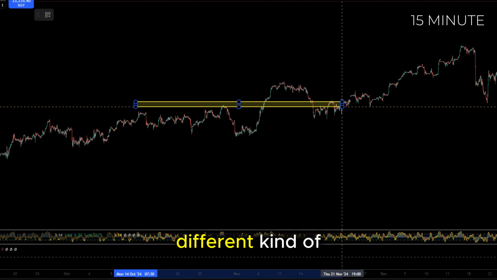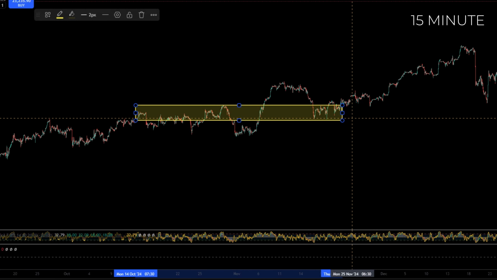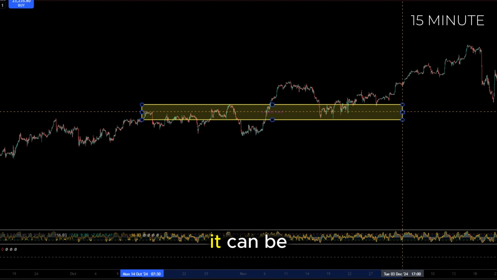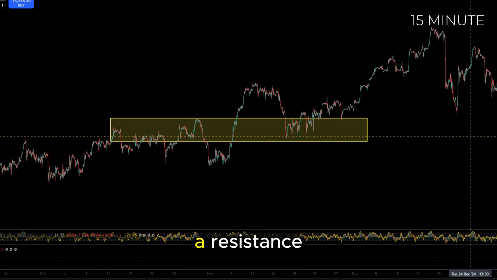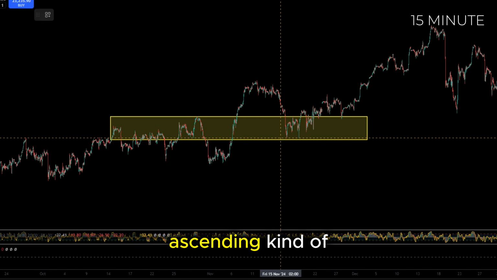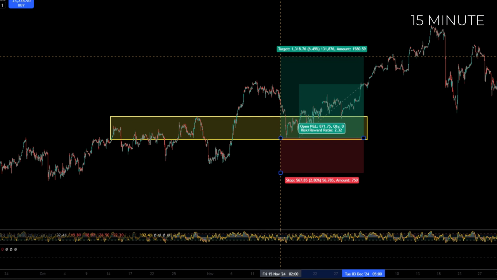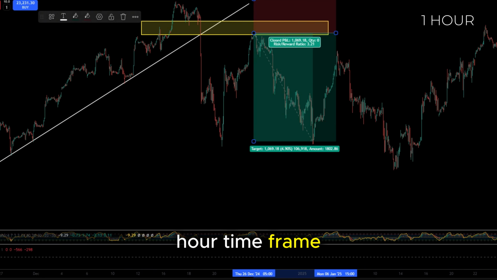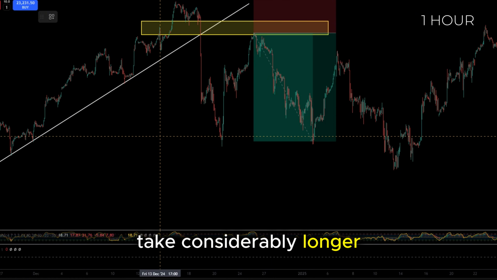Then again, this is a different kind of break and retest. A support and a resistance can be in many shapes or forms. It doesn't have to be a straight line. It can be, end of the day, a trend line. It's another support. A channel is a support and a resistance. So this is a break through an ascending kind of support, and as you can see, it retests it and it provides for quite a big trade. And the 1 hour time frame, the trade can take considerably longer.